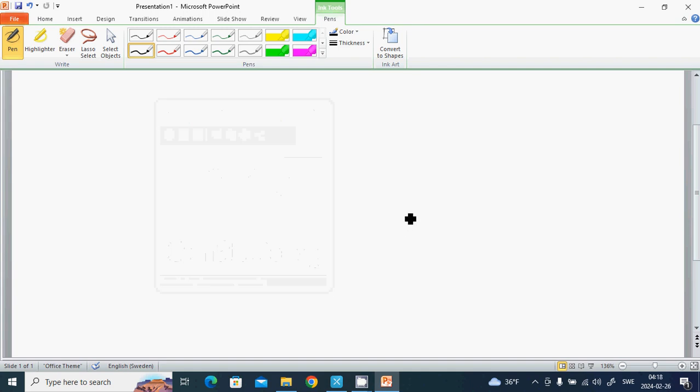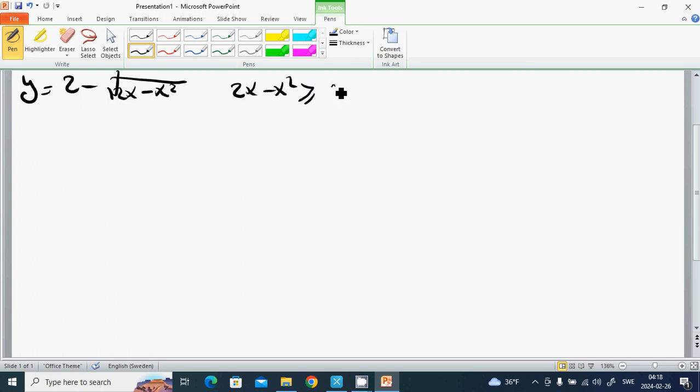Hello everyone, we are continuing with drawing of the functions or equations, and we have another type of function. y equals 2 minus the square root of 2x minus x squared, where 2x minus x squared is greater than or equal to 0. Then x is between 0 and 2.